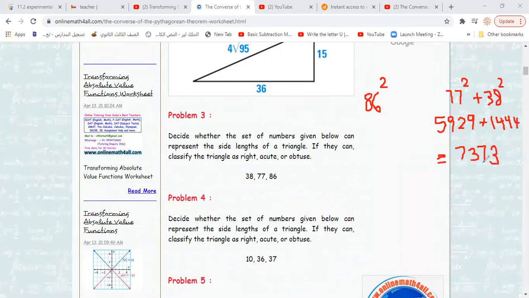The other side we have 86 to the power of 2, which equals 7,396. Are they equal? No, they are not equal, which means it will not be a right angle triangle. So this one we will say, no, it's not a right angle triangle.